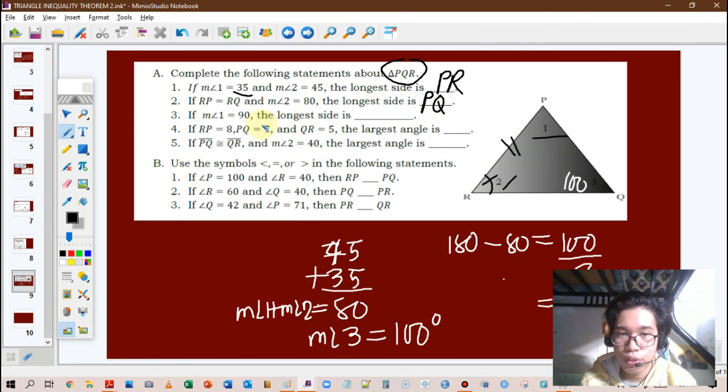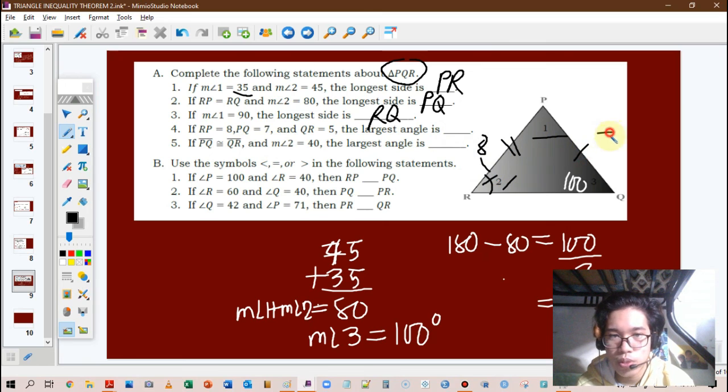And then let's try the third one. The measurement of angle 1 is 90, so the longest side, of course, is going to be RQ. For the fourth one, RP is equal to 8, PQ is equal to 7, and QR is equal to 5. The largest angle is going to be the measurement of angle 3.